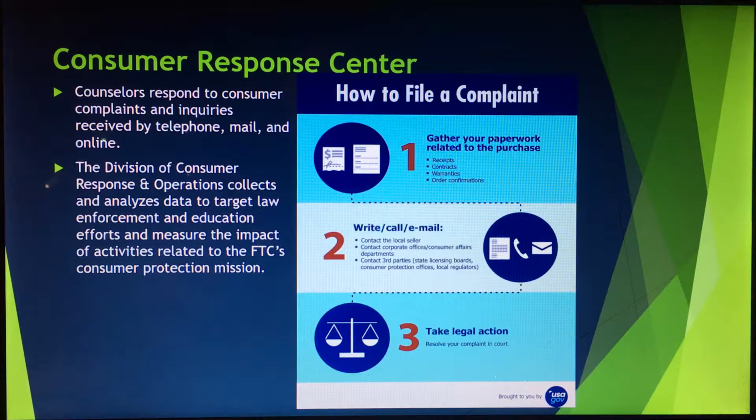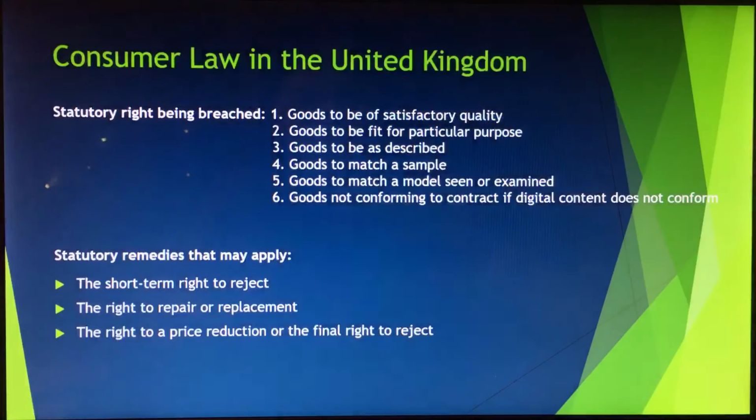And we can see the picture. It tells us how to file a complaint. The first step is to gather your paperwork related to the purchase, like receipt, contracts, and order confirmation. And the second step is to write, call, or email to contact the local seller. And the last is to take legal action to resolve your complaint in court.